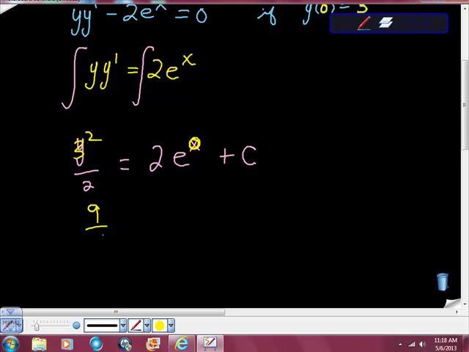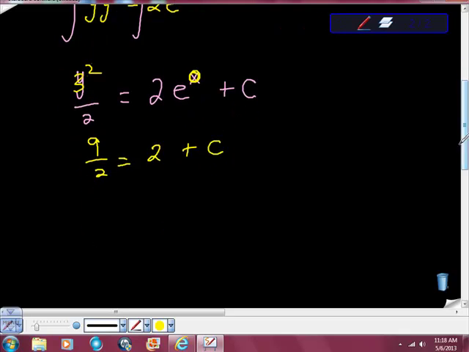So I want to have 9 halves is equal to e to the 0 power, which is 1. 2 times 1 is 2, plus c. I'm just going to keep solving until I get c by itself. So 9 halves minus 2 is equal to c. 2 is the same as 4 halves, isn't it? So we get 5 halves is equal to c.